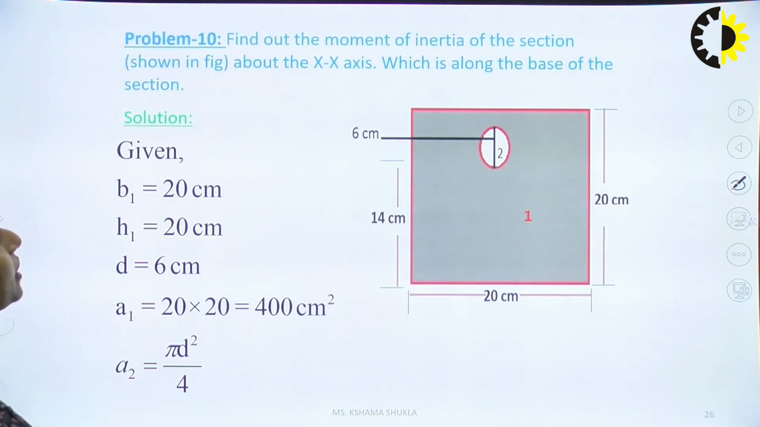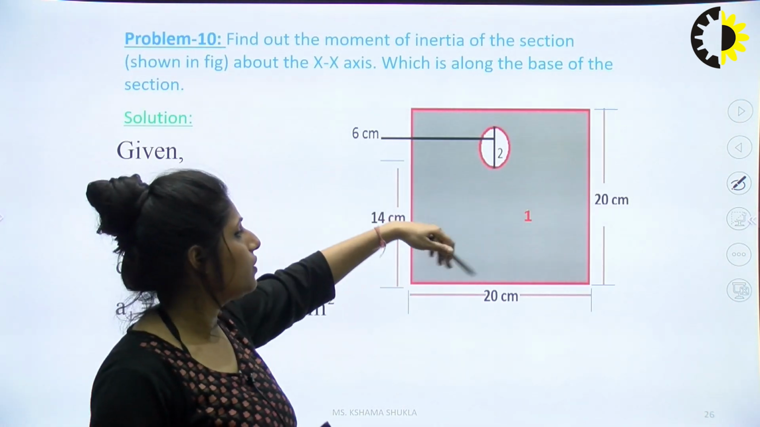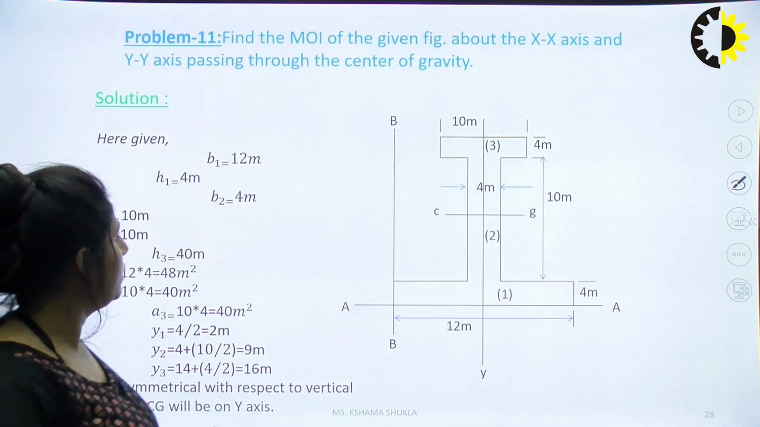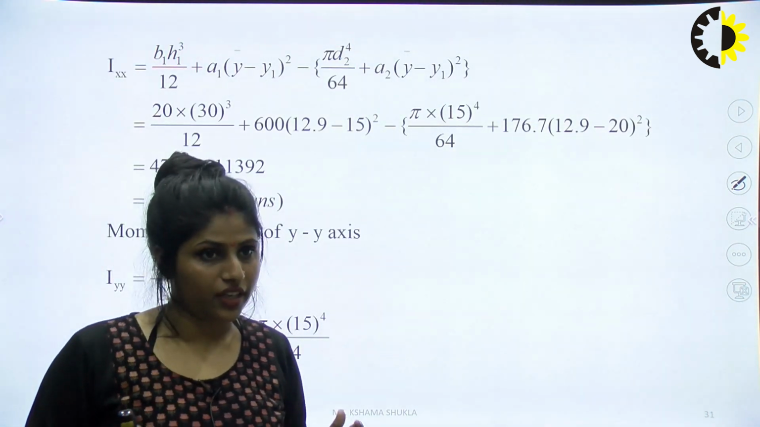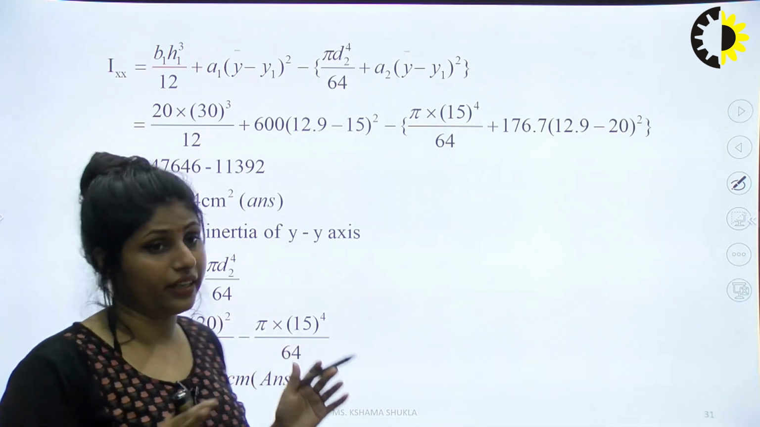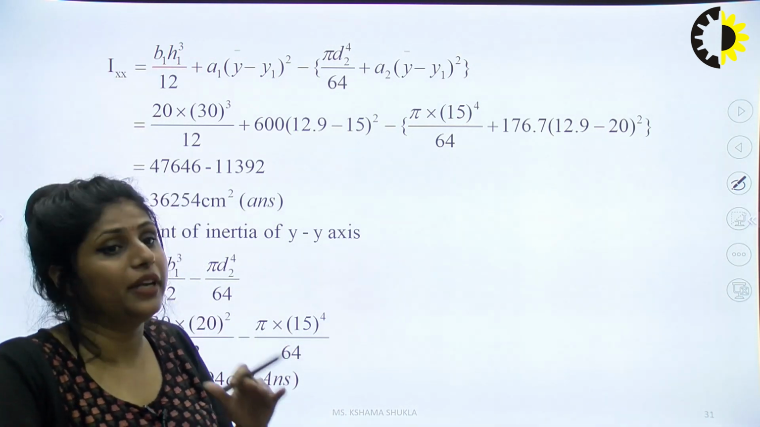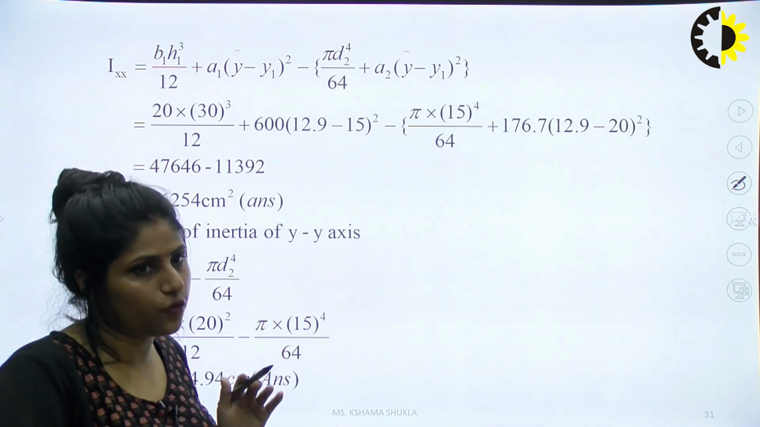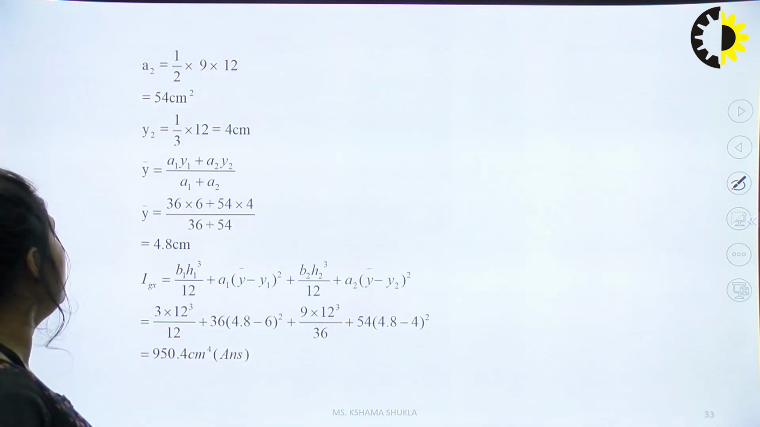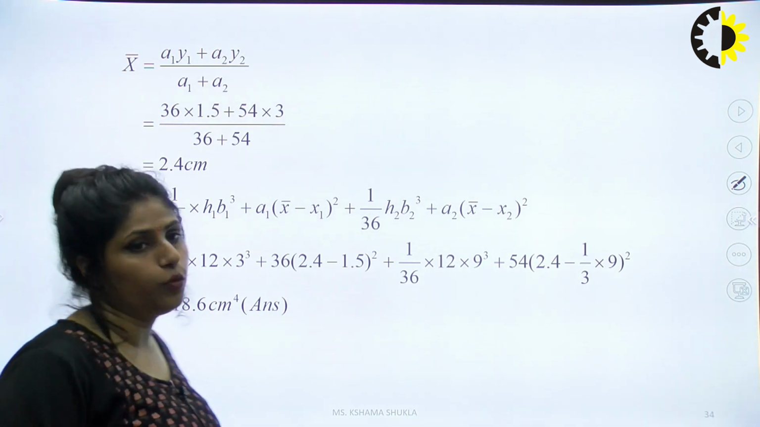Same as in this one, the first is a rectangle and another is a circle. All questions are similar: if something is subtracted, like a circle cut out of a rectangle, that means we need to use the formula in subtraction form. So these are the questions related to moment of inertia.